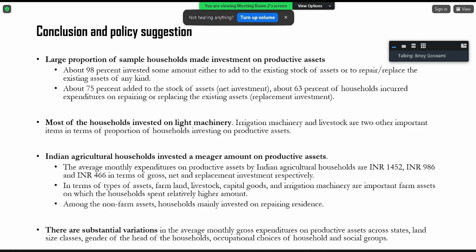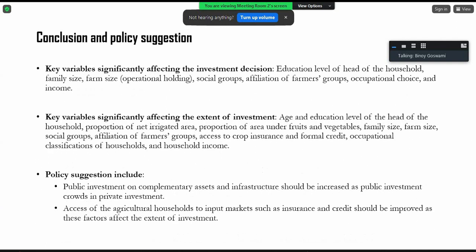So a large proportion of sample households invested, about 98% on gross investment and 75% on net investment. Most of the households invest in light machinery, but the amount is very, very less. There is substantial variation in average monthly gross expenditure on productive assets across states, land size classes, gender of the head of the household, occupational choice, and social group. Final slide. So the key variables that significantly affect it, I don't want to repeat; I have already explained that.